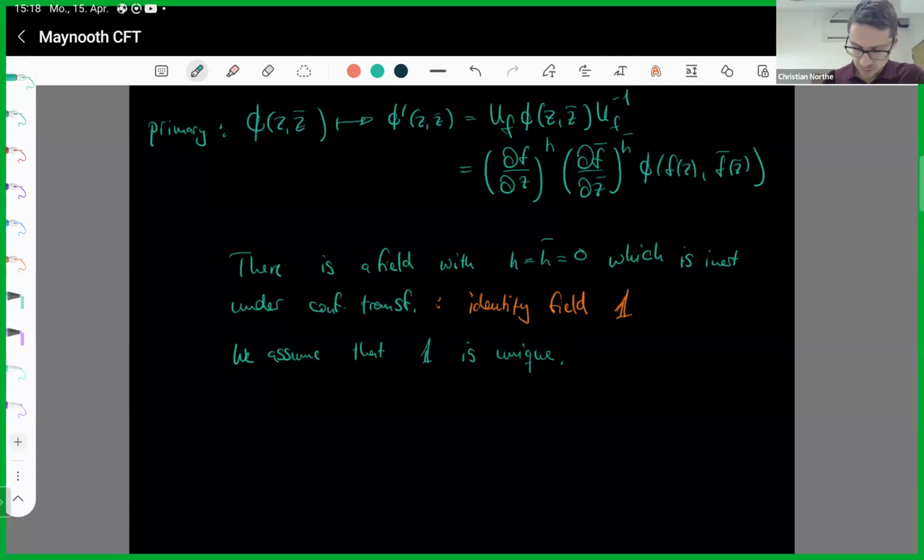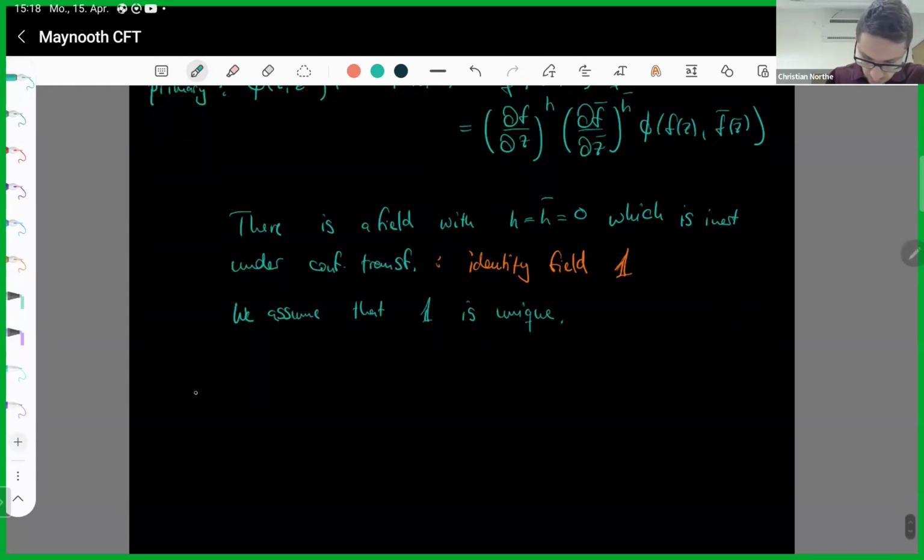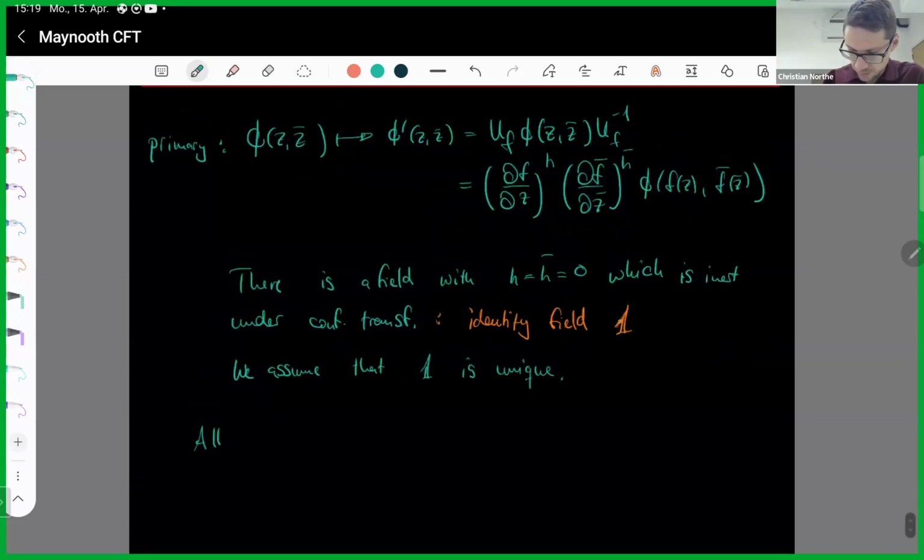And all other fields. I should point out, the identity is a primary field. Sorry, I hope you haven't copied too much. So all other fields, all non-primary fields, are called descendants.